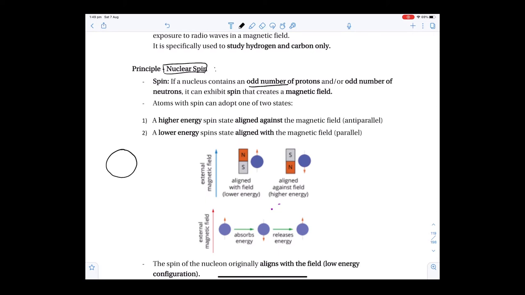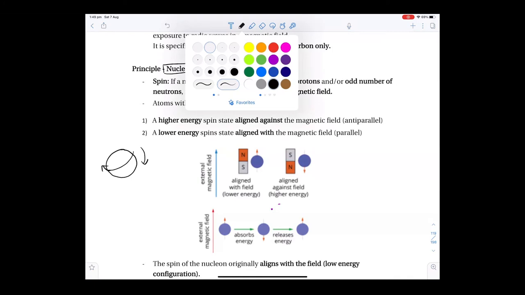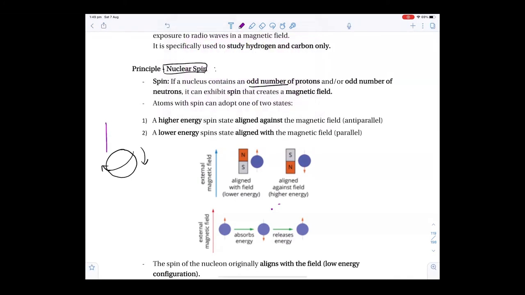And I guess the most important thing, Saga, is this is kind of like a ball in space, right? It's orienting and rotating in various directions. But the second you expose it to an external magnetic field, it will immediately orient itself to follow those magnetic field lines. So that nucleus will immediately orient its magnetic spin to align with the external magnetic field lines. We call this the low energy spin state.